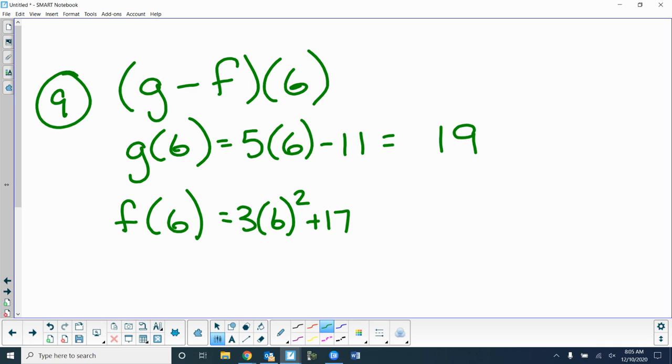Again, here's where some people make a mistake. They're thinking to multiply that, make it 18 and then square it. That's not right. Do the 6 squared first. 36 times 3. What's that, 108? 108 plus 17 is 125.